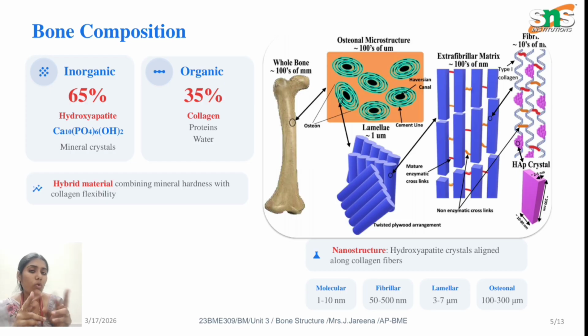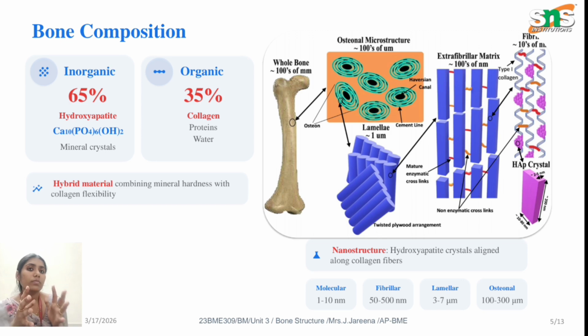This combination of inorganic and organic, like a hybrid material, gives bones very good toughness and strength with a little flexibility, because collagen offers flexibility, and the inorganic component hydroxyapatite gives the strength and hardness to the bones.